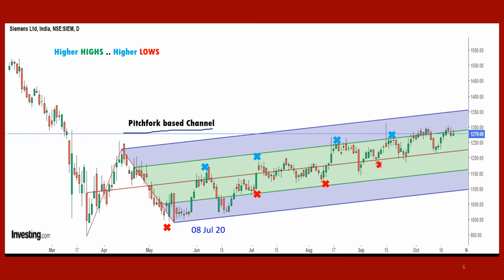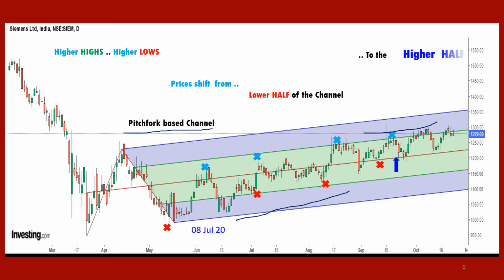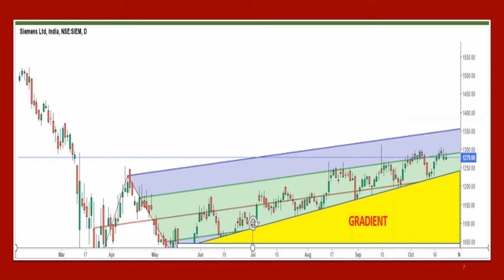And as you move forward, you find price is shifting from the lower half of the channel to the higher half of the channel. And this movement of the price is very indicative of the bullish trend it is in. The gradient which we are talking of here, which is widening as compared to the base, is the proof that the movement has been towards the upper side.